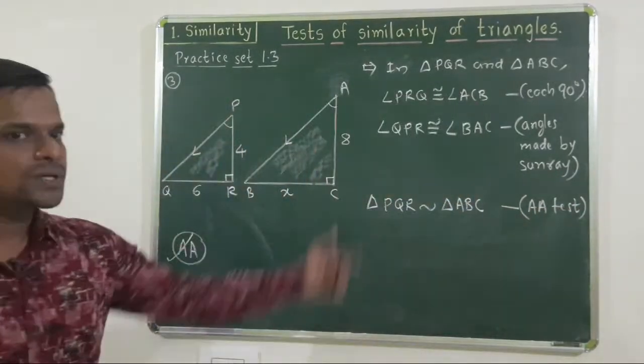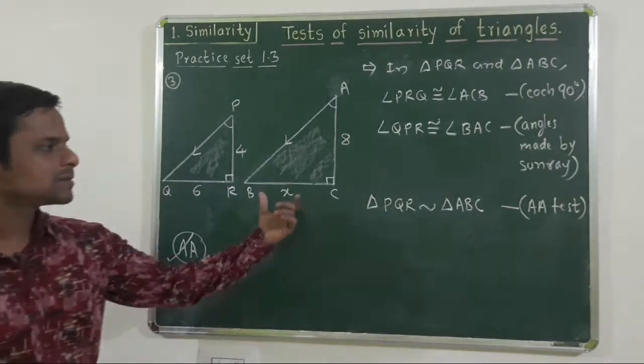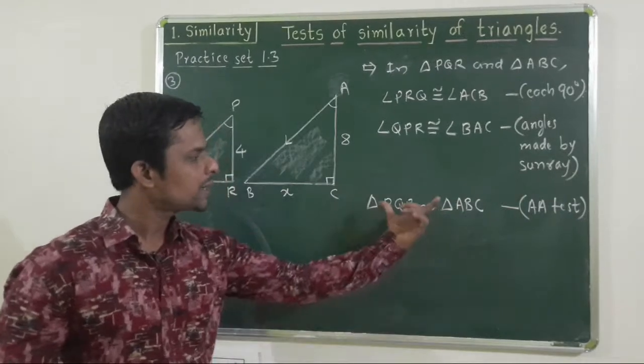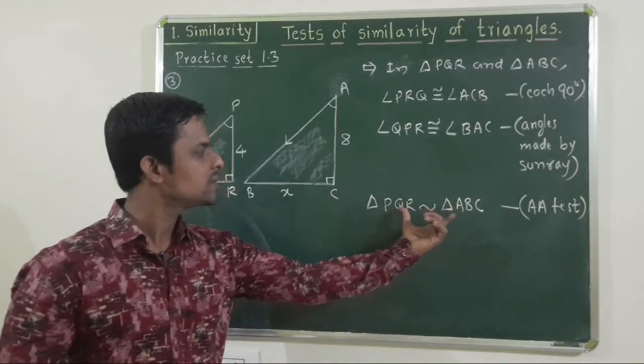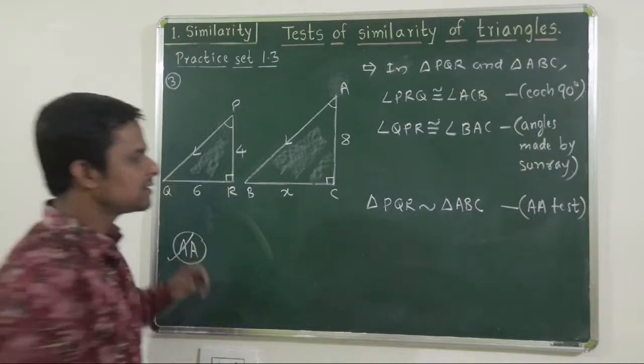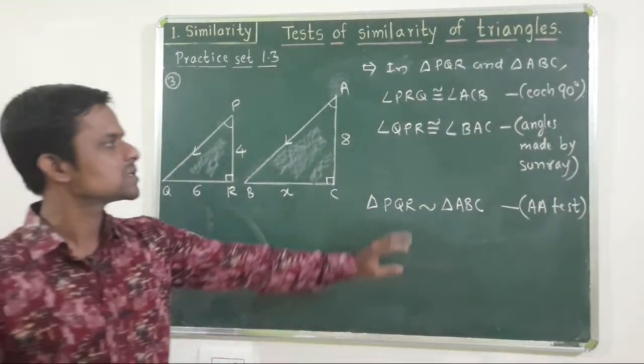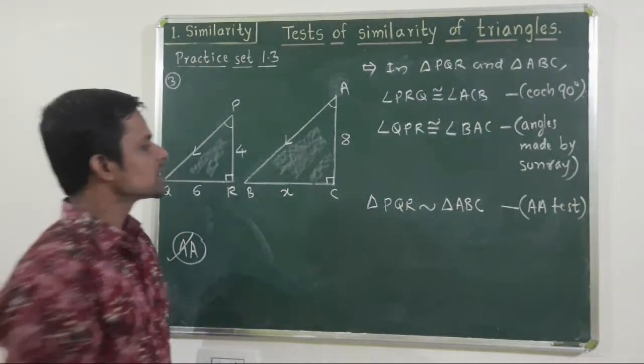But this is not our target. We want the value of x, and to get the value of x we have proved these two triangles similar. Now by using these two similar triangles we can find the value of x. Since these two triangles are similar, the remaining three sides will be in proportion, and remaining angles are also congruent. Now we want sides.